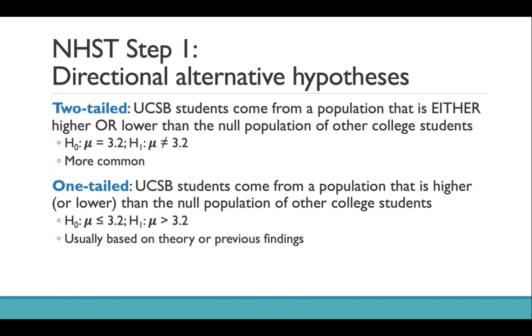The decision about whether to use a one-tailed test, and the decision of which direction for it to go in, is usually based on theory or previous findings. One shortcoming of one-tailed tests is that they cannot detect differences in the opposite of the predicted direction. And we'll talk about this more in a couple slides.